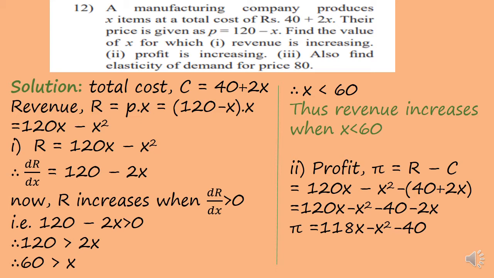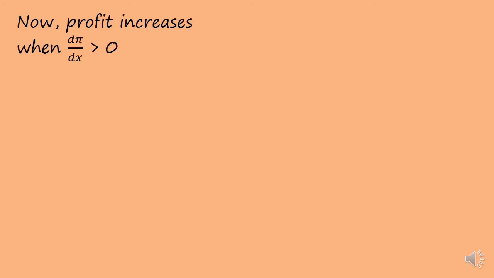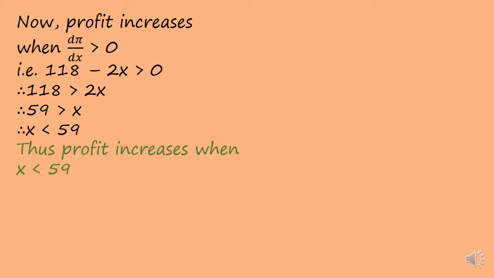Now to find out when the profit is increasing, we differentiate the profit function with respect to x. Thus we get 118 minus 2x. See that profit increases when d pi by dx is positive. That means this function is greater than 0, or 59 is greater than x, or x less than 59. Thus we conclude our answer and move on to the third case.